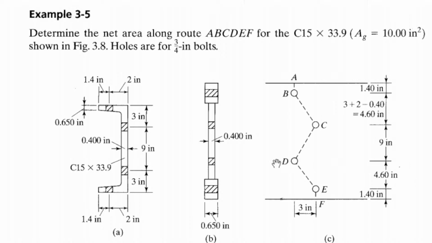And we already know there is no changes from these web holes. The gauge distance from these web holes is still 9 because there is no changes in the web. However, from this web to the flange, the distance will change. Right? It is not equal to 3 plus 2, which is 5, but it is equal to 3 plus 2 minus 0.4. Okay?